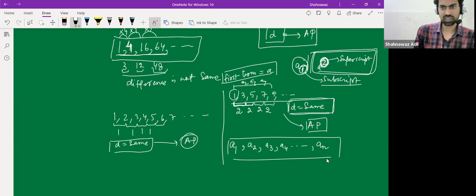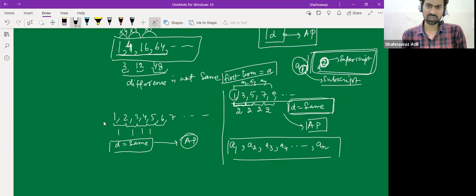If the difference is multiplied, then it's not equal, right? So the difference is multiplied. Why are we multiplying this difference?